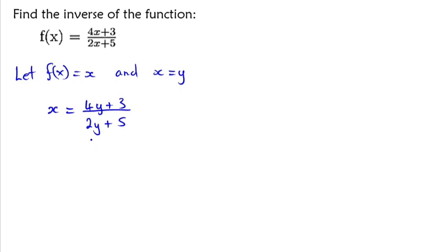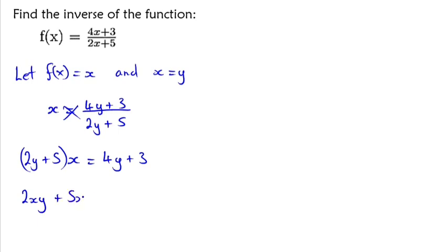After you do that, your job now is to make y the subject of the formula. So step number 1 is to cross multiply. This will give us (2y + 5) multiplied by x, and this is equal to 4y + 3. Since we're making y the subject of the formula, I'll need to expand here. So 2y times x gives us 2xy. 5 times x is 5x. This is equal to 4y + 3.